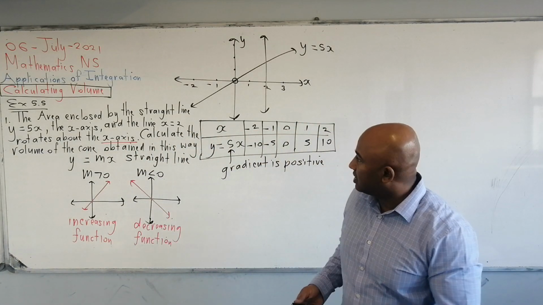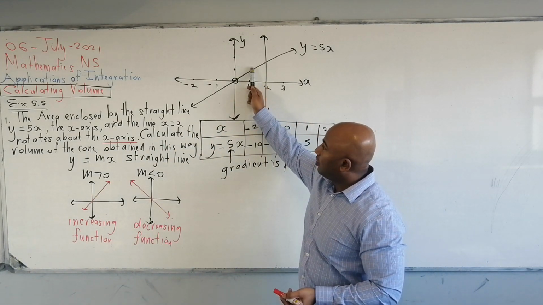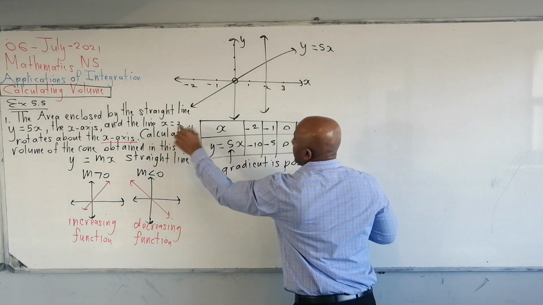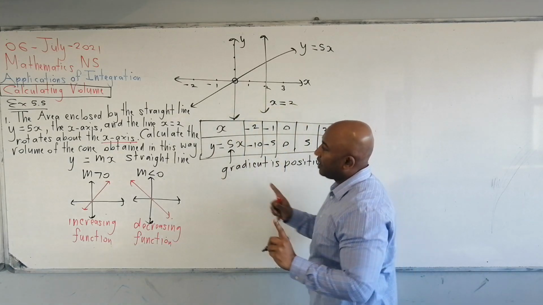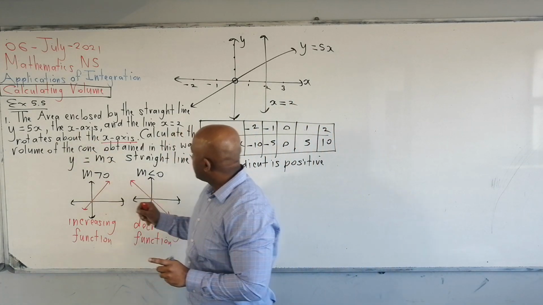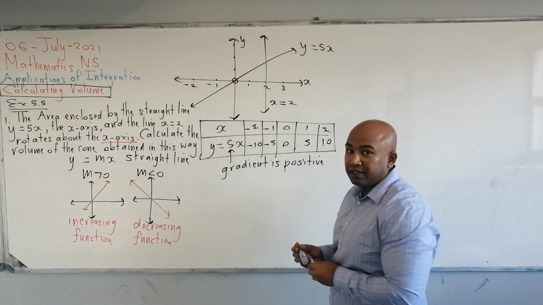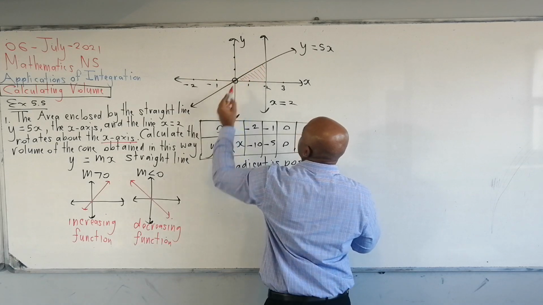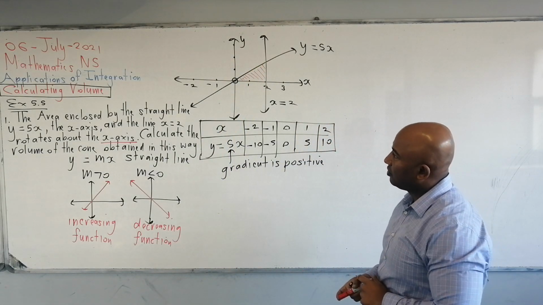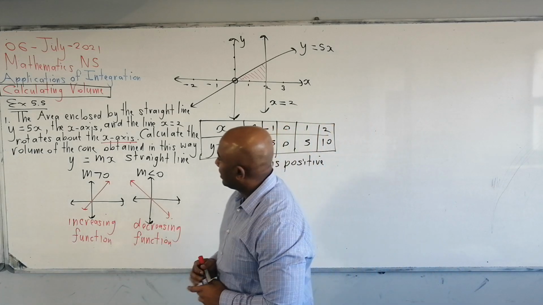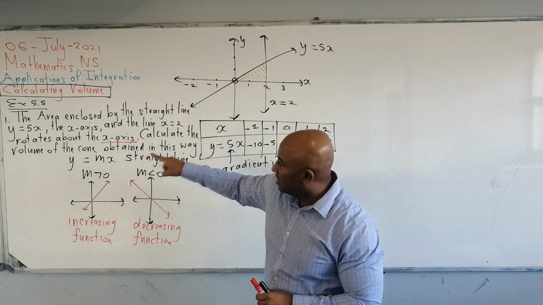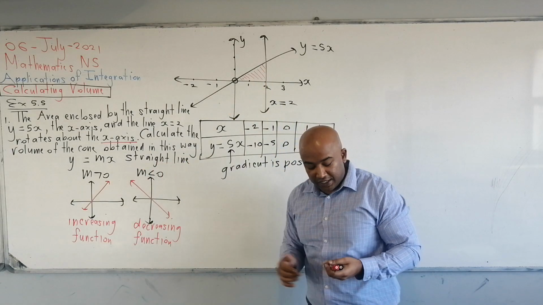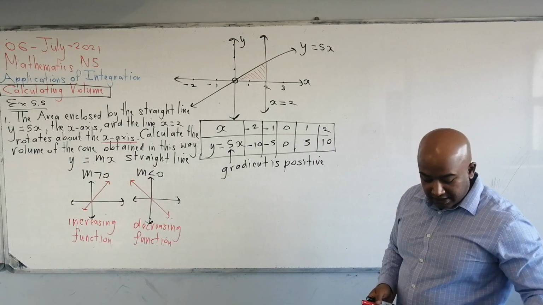Now, the area bounded by the straight line y is equal to 5x, the other straight line x is equal to 2, and the x-axis. Okay, so the area that we're talking about is this area here. That is the area. Now, what does this question say? Calculate the volume of the cone obtained in this way when this area rotates about the x-axis.